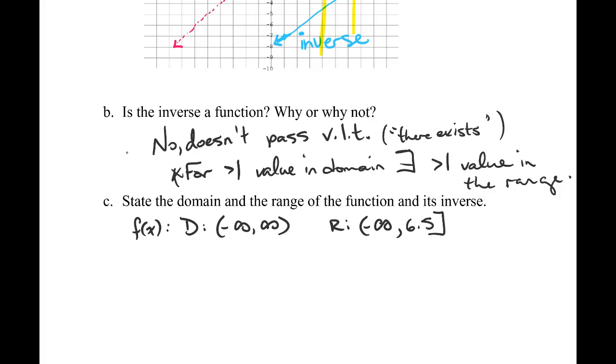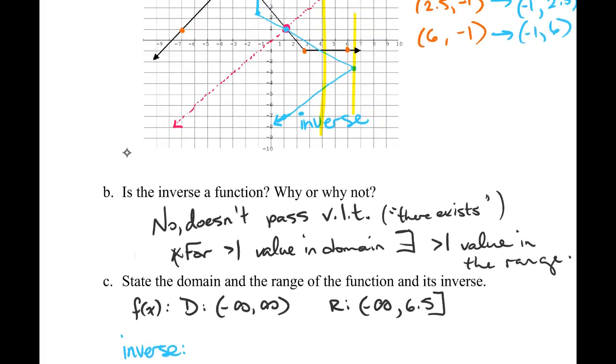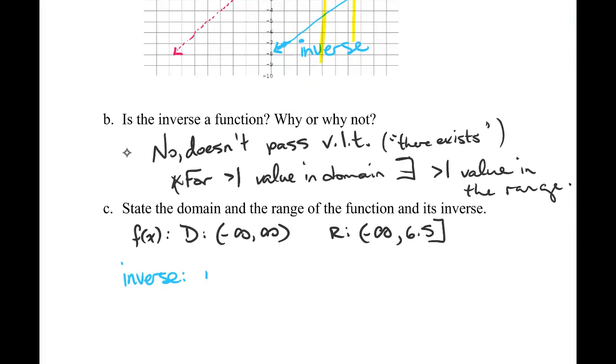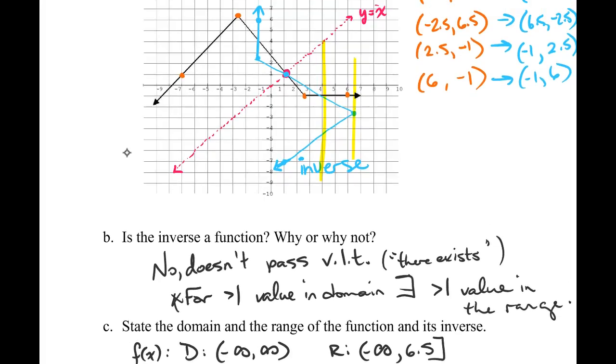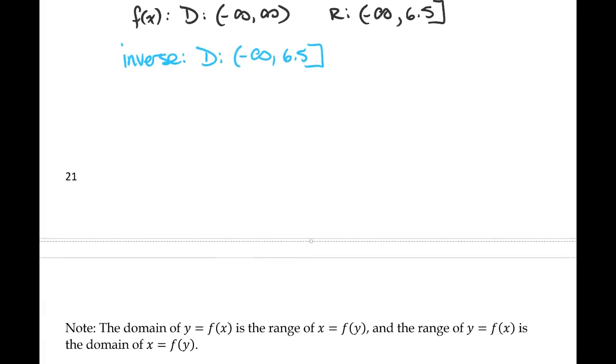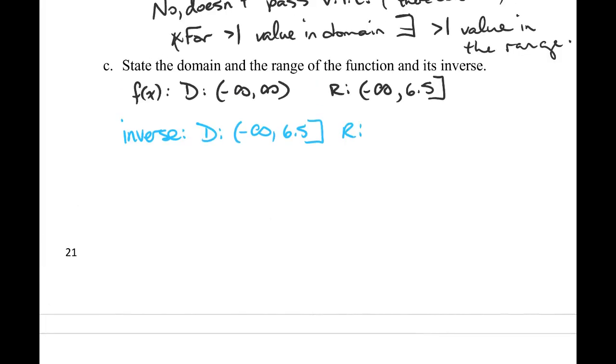Okay, my inverse, if I look at it, my domain is kind of restricted. It goes to negative infinity here, but it maxes out at 6.5. As for my range, well, it extends to negative, it extends to positive, so I would say that the range is negative infinity to positive infinity.